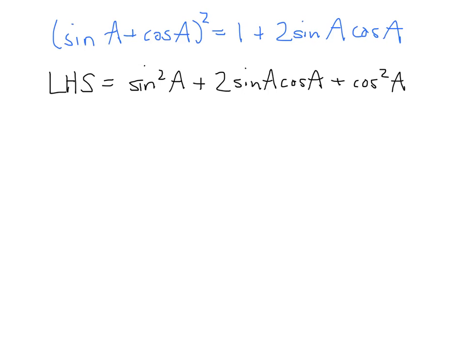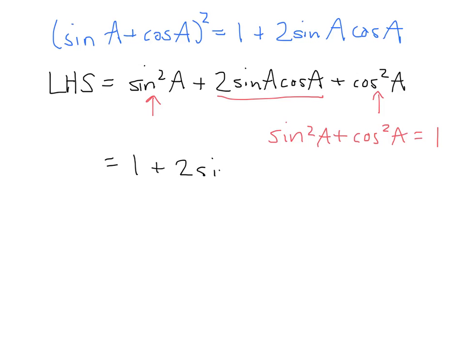Now, we're actually almost there. We can see that we've got the 2 sine A cos A, and we just need to turn the sine squared A and the cos squared A into 1. But we have a Pythagorean identity that can already do that. We know that sine squared A plus cos squared A is just equal to 1. So our identity becomes 1 plus 2 sine A cos A, which is equal to our right-hand side. So we're done.